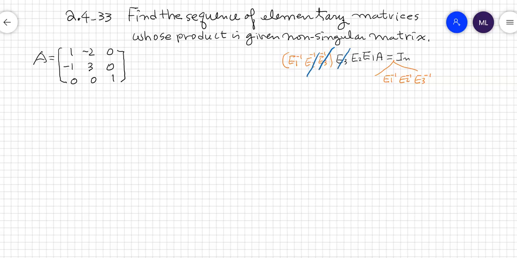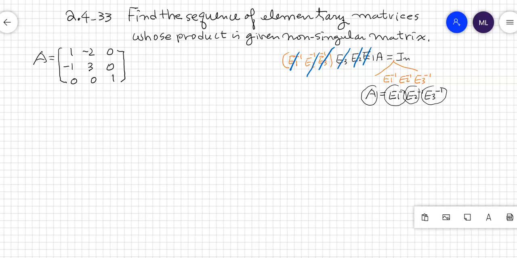Is that right? They cancel out. Okay. So what's left? A is E1 inverse, E2 inverse, E3 inverse. That's what that means. These are non-singular, a product of non-singular matrices. A is equal to. Okay.